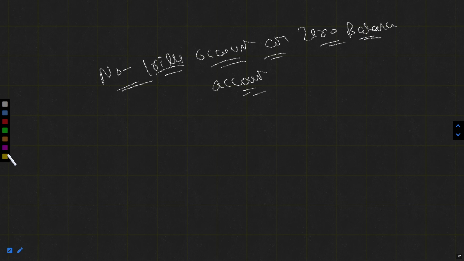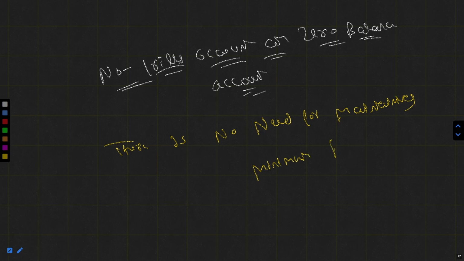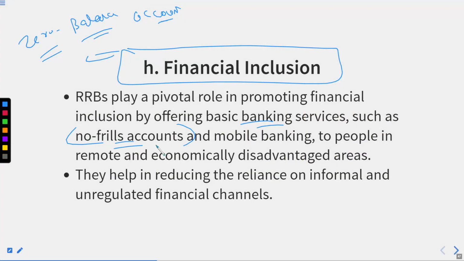Okay, it means that there is no need for maintaining a minimum balance. Got it? This is the concept of no frill accounts. And mobile banking, it means that the RRB also has its mobile applications. Okay, so a customer of the RRB could use the services by using the mobile applications. Okay, and the areas are basically remote and economically disadvantaged areas, which are generally not preferred by the other banks. They help in reducing the reliance on informal and unregulated financial channels.